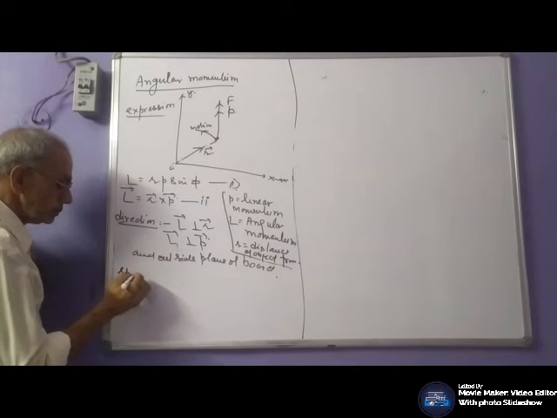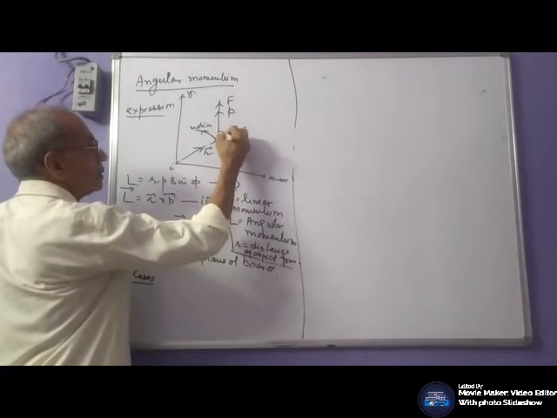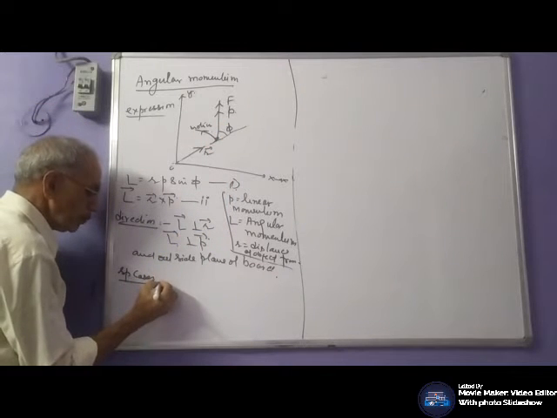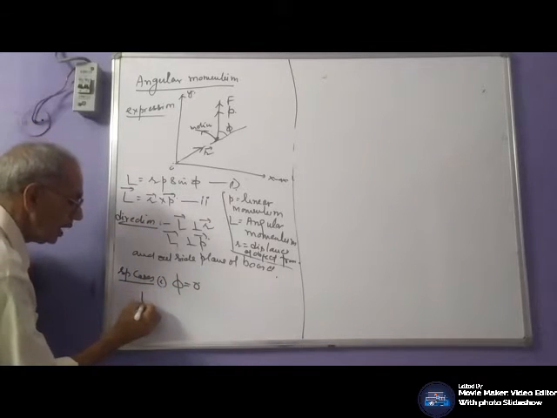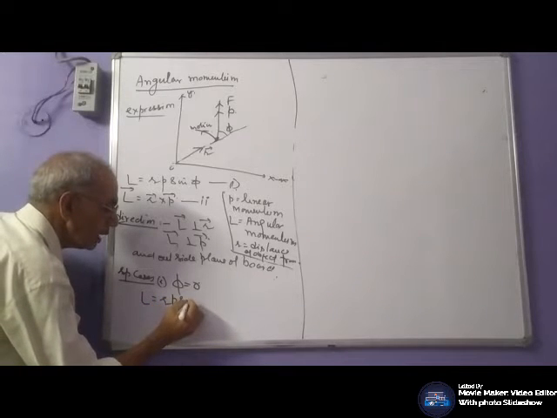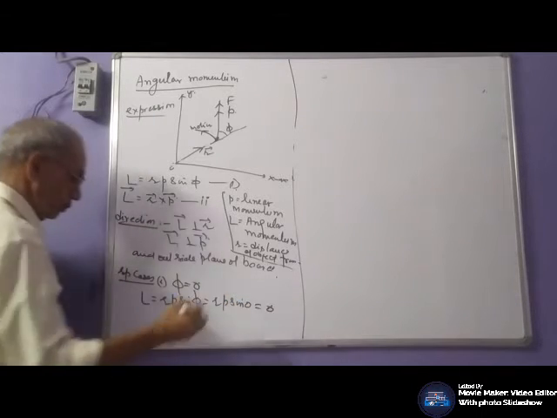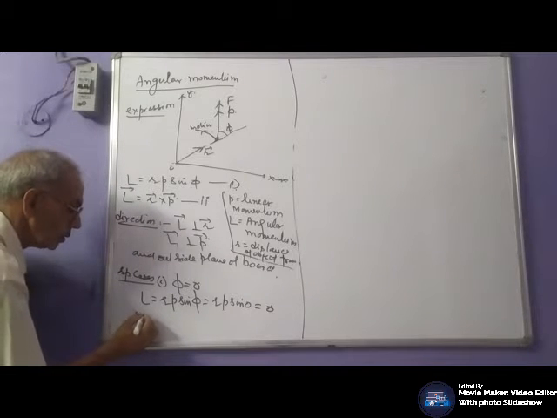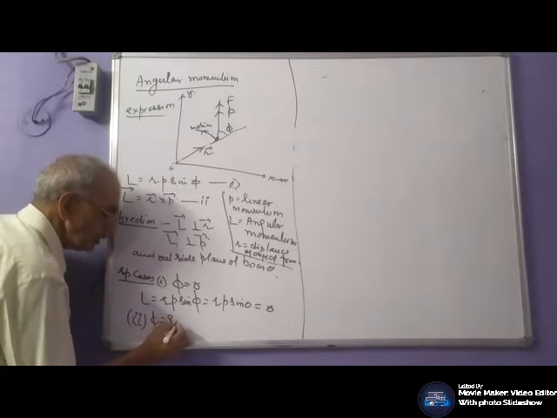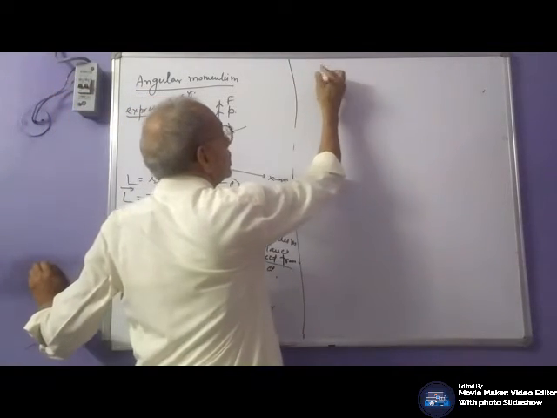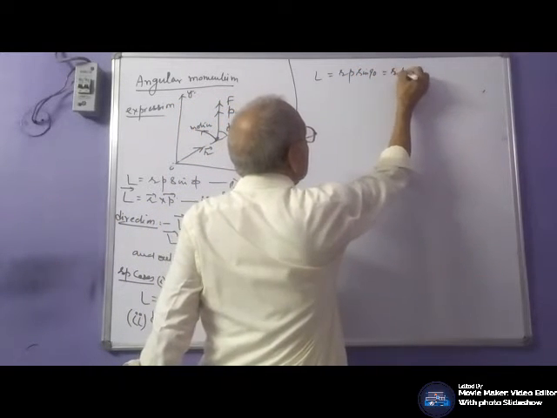Special cases. This was phi. First, phi 0: L is RP sin phi, RP sin 0, it is 0. Phi 90: L is RP sin 90, it is RP.